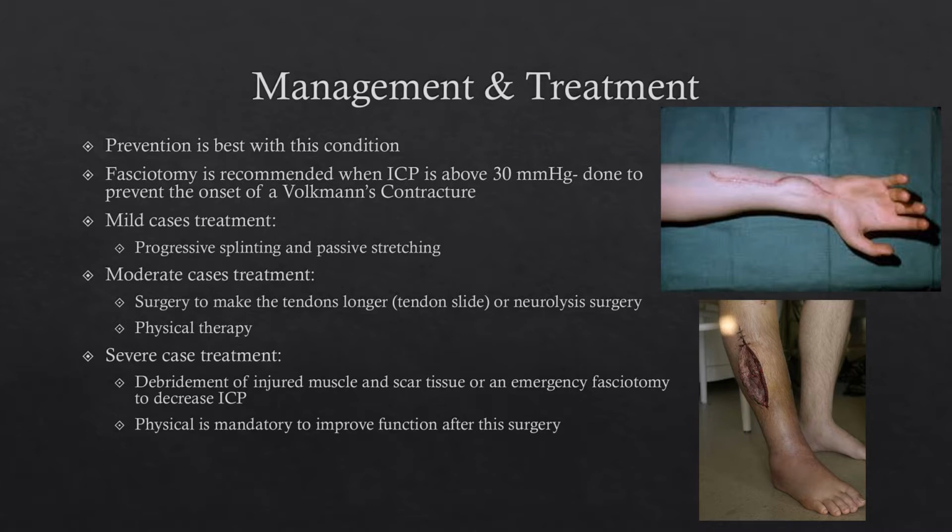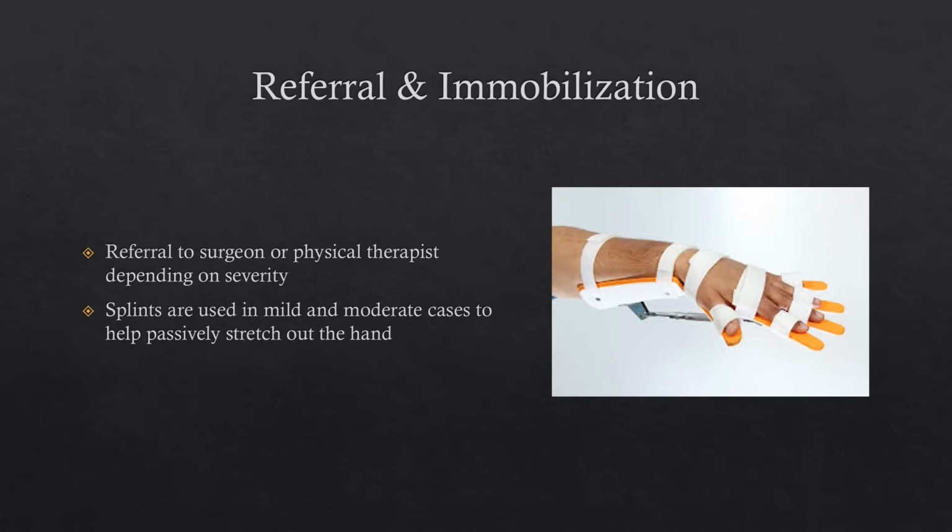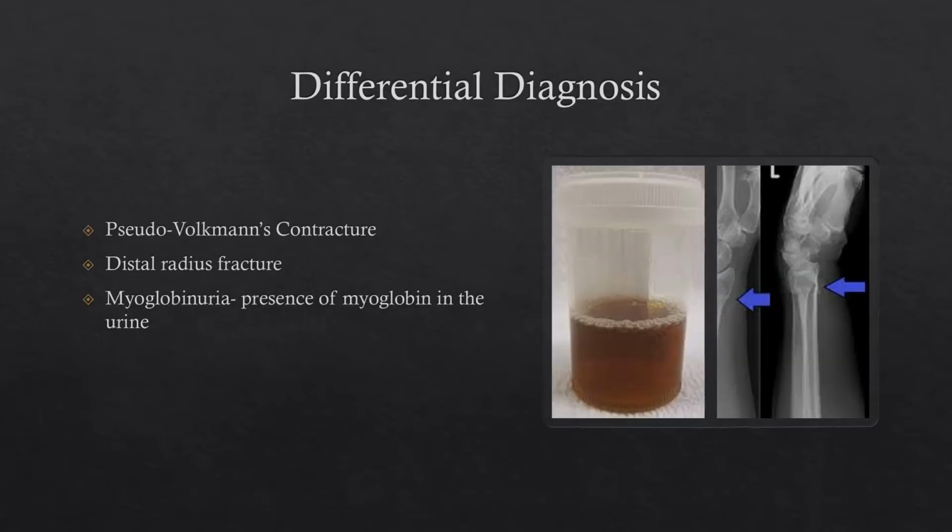Physical therapy is mandatory to improve function after this surgery. Referral and immobilization. Refer to a surgeon or physical therapist depending on the severity. Splints are used in mild and moderate cases to help passively stretch out the hand. Differential diagnosis. It could be a pseudo-Volkmann's contracture, a distal radius fracture, or myoglobinuria, which is the presence of myoglobin in the urine.